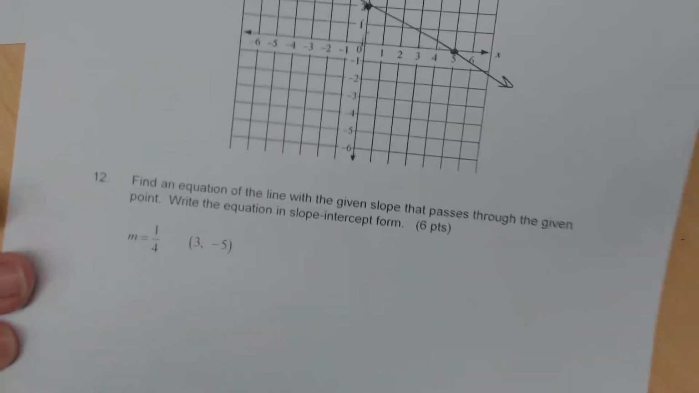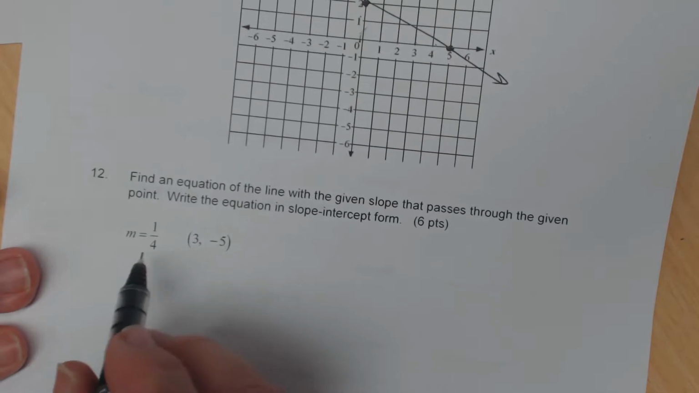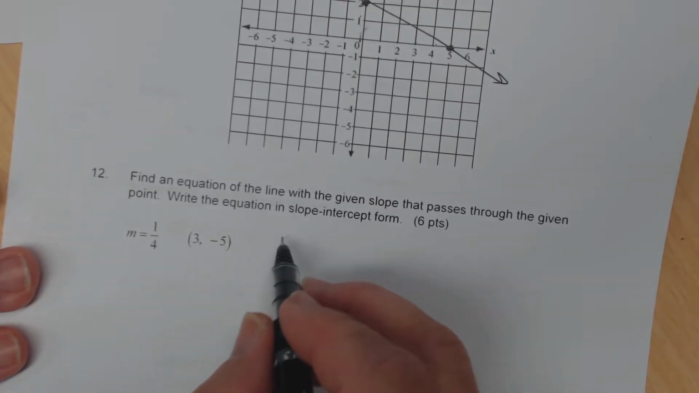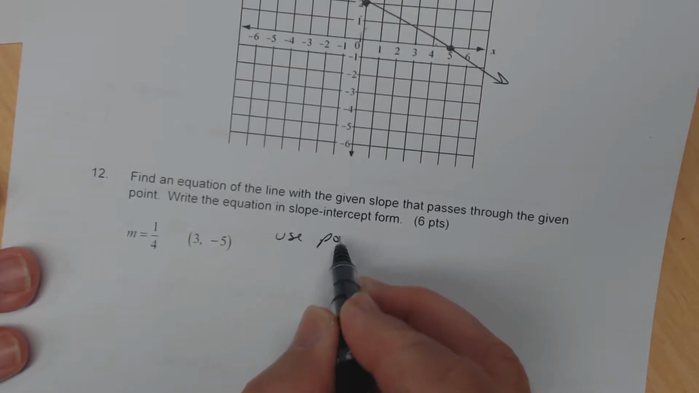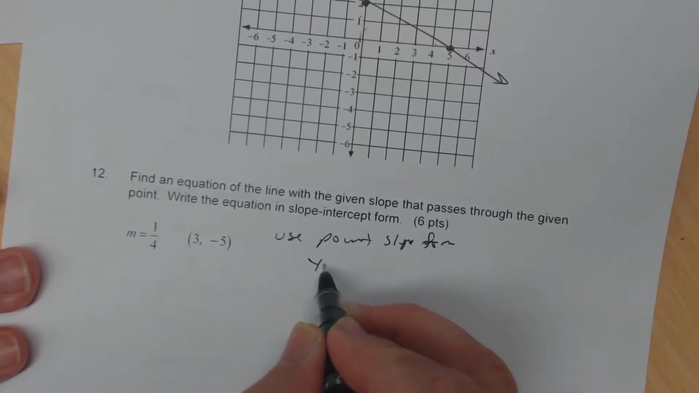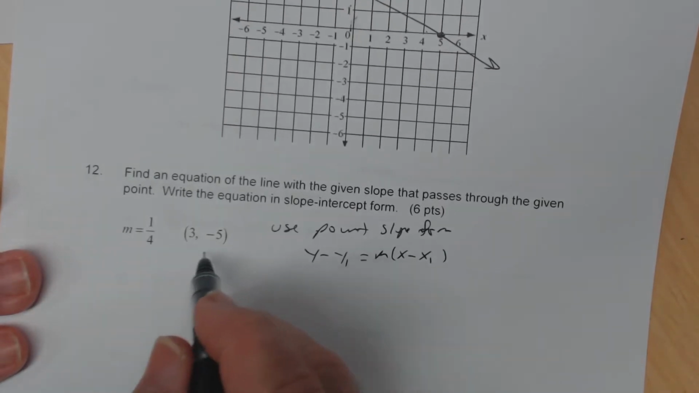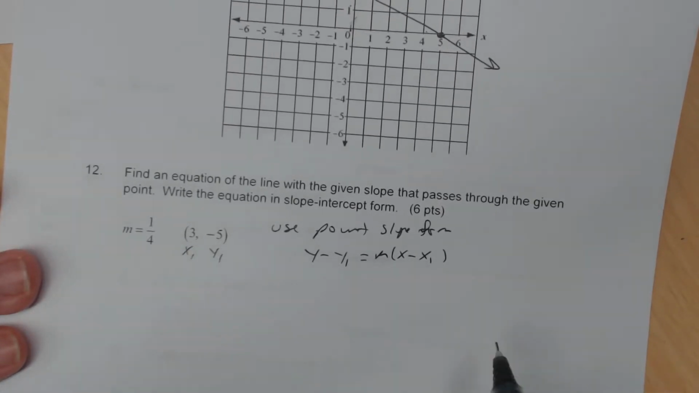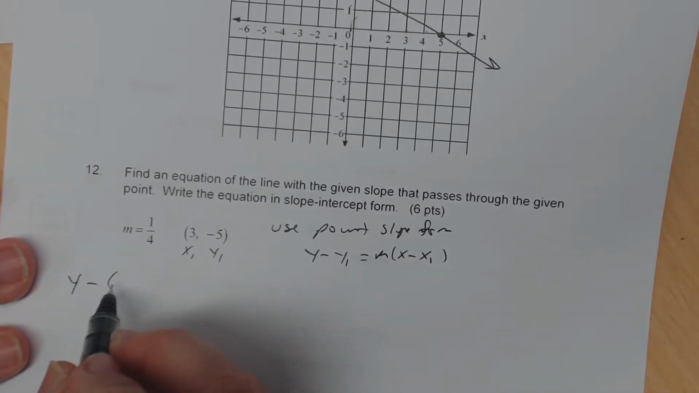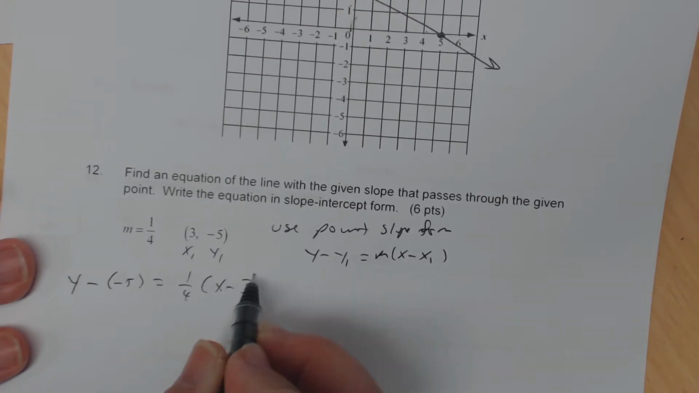All right, number 12. You want to write an equation of a line, and you want to put it in slope-intercept form. You're given the slope, and you're given a point on that line. So we're going to use the point-slope form to start this out. That's y minus y1 equals the slope times x minus x1. My x1 is 3, my y1 is negative 5, and this is my slope. So I get y minus a negative 5 equals the slope times x minus 3.